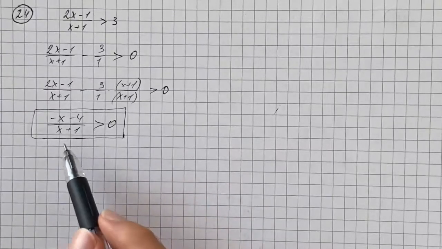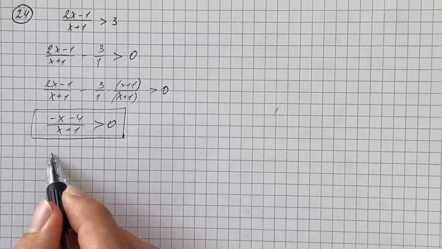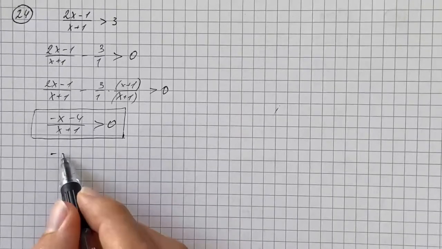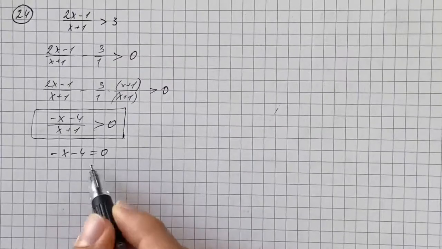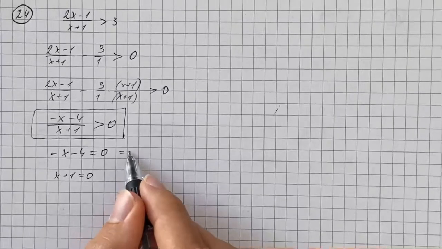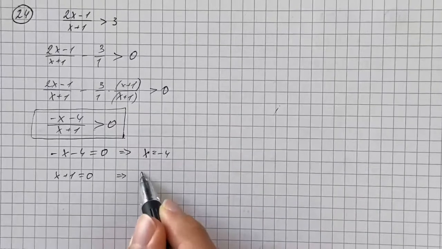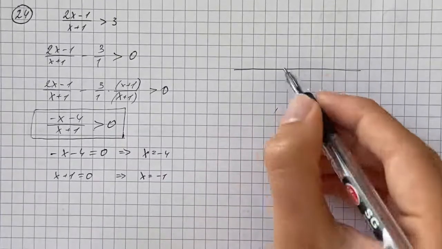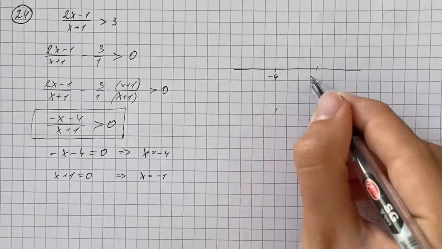So at first we set the numerator and denominator equal to 0, so we're going to find the values which we will put on the number line. So negative x minus 4 equals 0 and x plus 1 equals 0. It gives us that x equals negative 4 and x equals negative 1. So it's going to be negative 4 and negative 1.